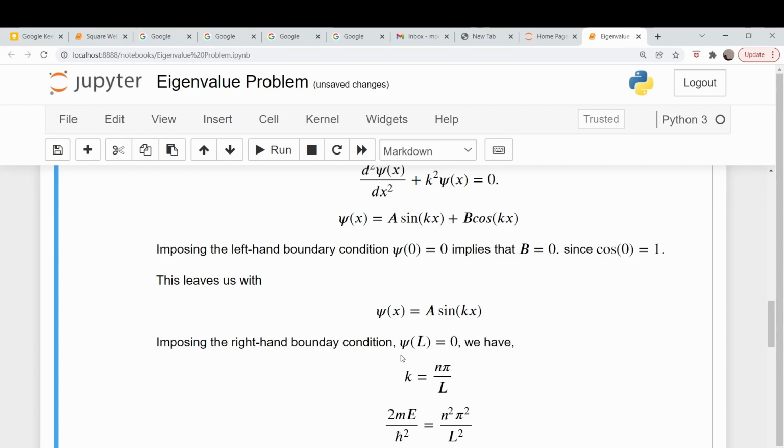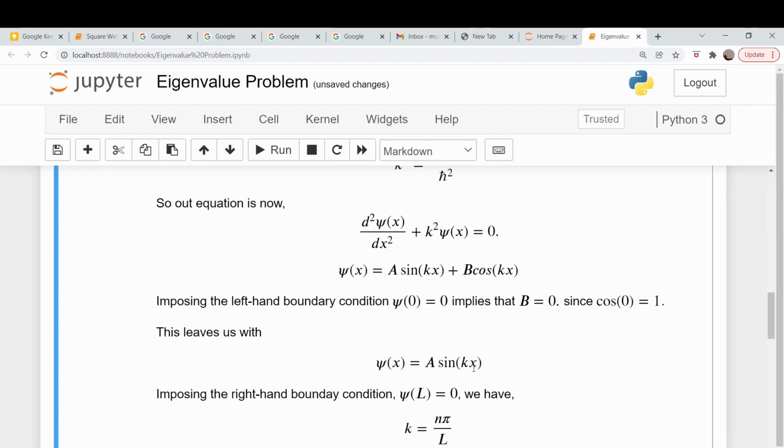Now for the right-hand side, again, we have psi at, I cannot speak today. Psi at x equals L is equal to 0. That implies that k is equal to n pi over L. Since A is not going to be 0, this sine term has to go to 0, and that implies basically that this argument is some multiple of 180 degrees, right? So n is going to be equal to 1, 2, 3, and so on.